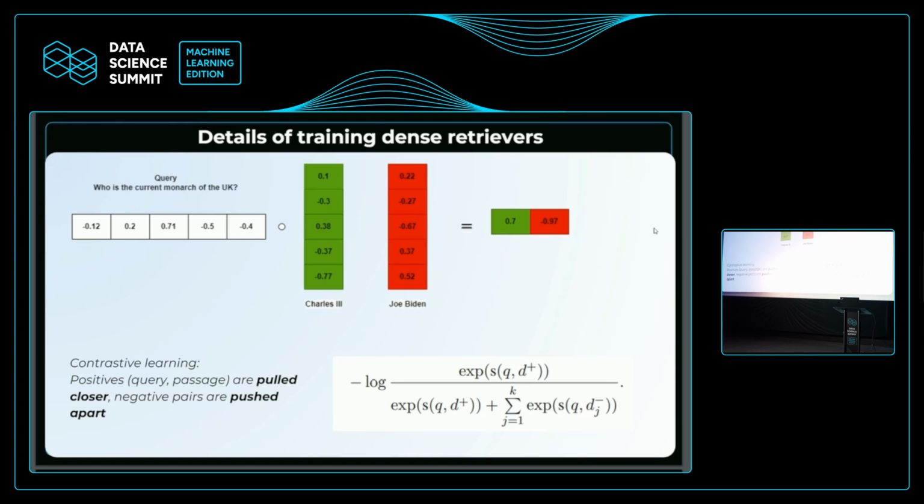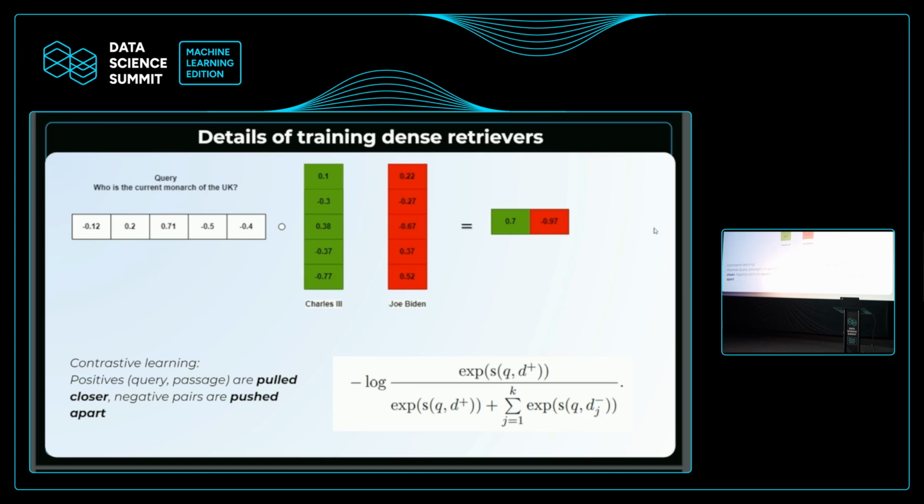Okay, so how do we achieve that? How do we train such a model? The example above is a perfect scenario of how such a retriever should work. So we have a query, we represent it as some vector, and we have two documents, right? One that answers our question correctly, is relevant to our question, and one that answers it incorrectly. So the one that answers it correctly should give us a high positive score in dot product or cosine similarity, and the one that is irrelevant should give us a low score.